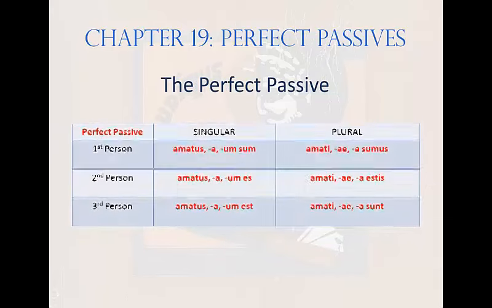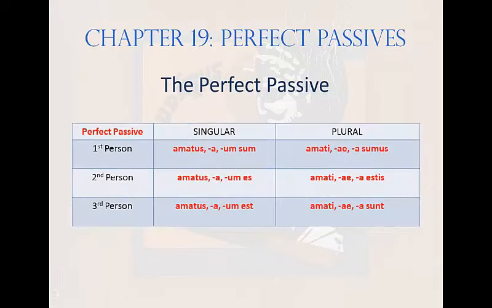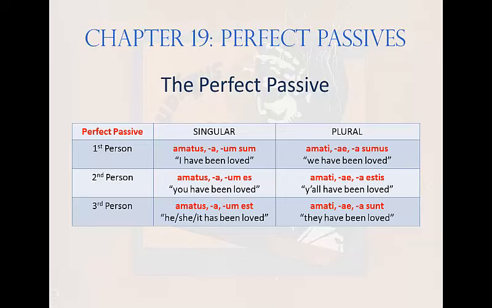So here is an example of a Latin verb, amo, conjugated in the perfect passive. Amatus, a, um sum, amatus, a, um es, and so on. And here is that same verb translated. I have been loved, you have been loved, he, she, or it has been loved, and so on.